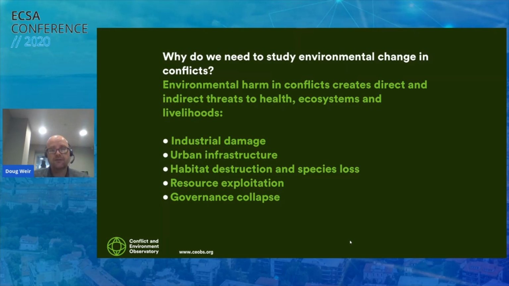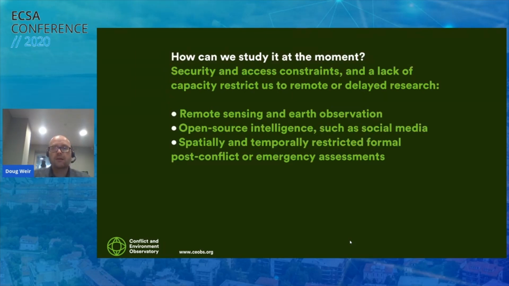So this is an issue which obviously develops during a conflict, but it can go on for years and decades after the conflict: environmental protections within a country are set back and delayed by the presence of armed violence. So altogether, there are these multi-dimensional ways in which the environment, and by extension people, can be harmed during conflicts. So how can we study it at the moment?